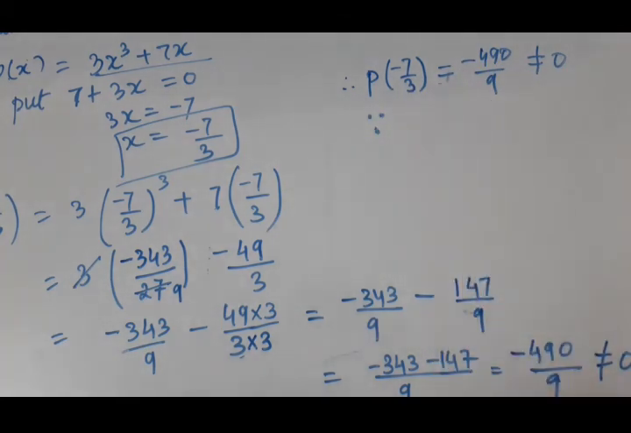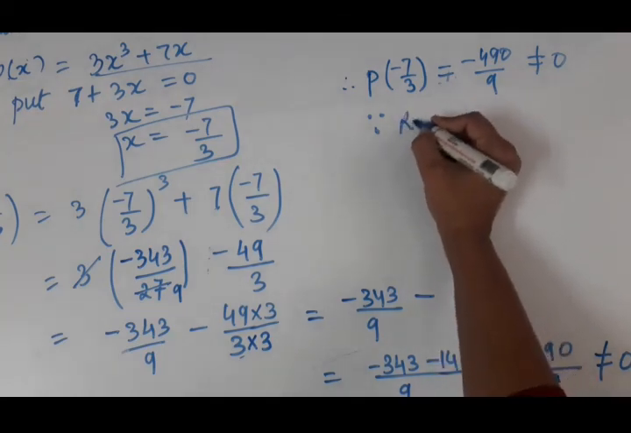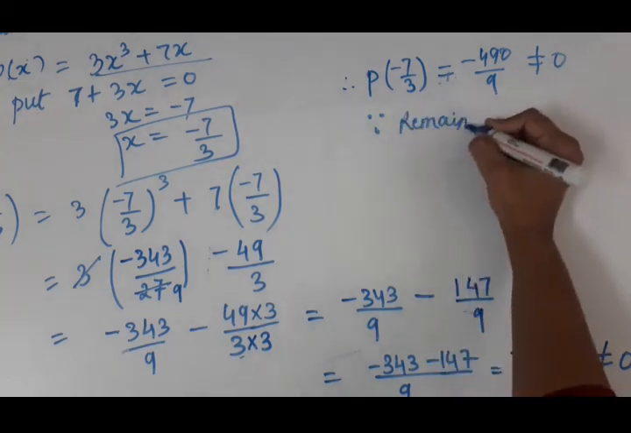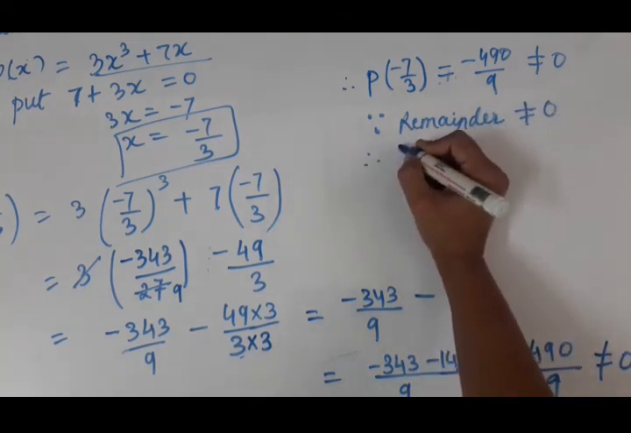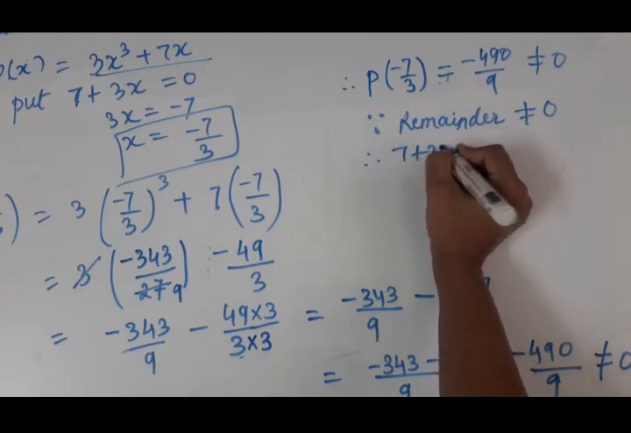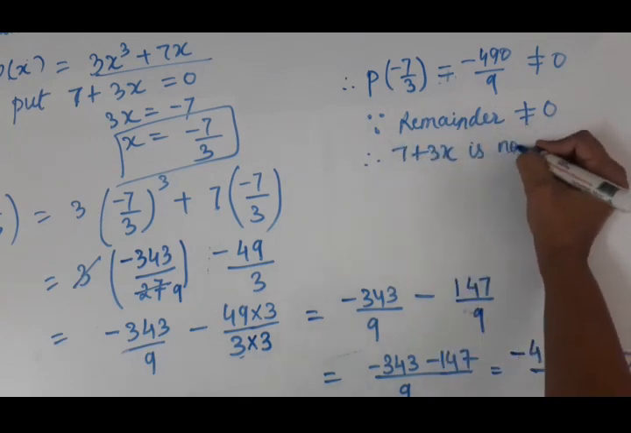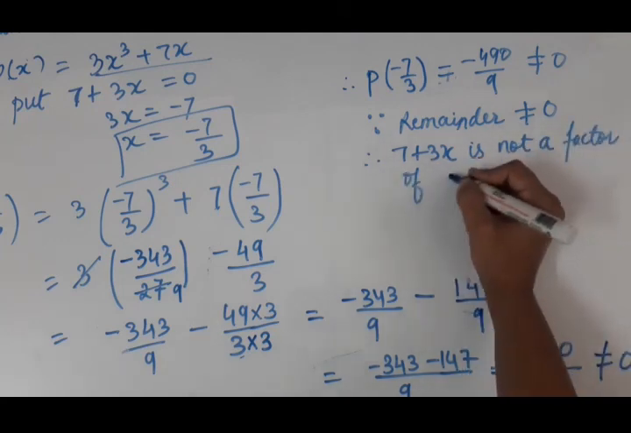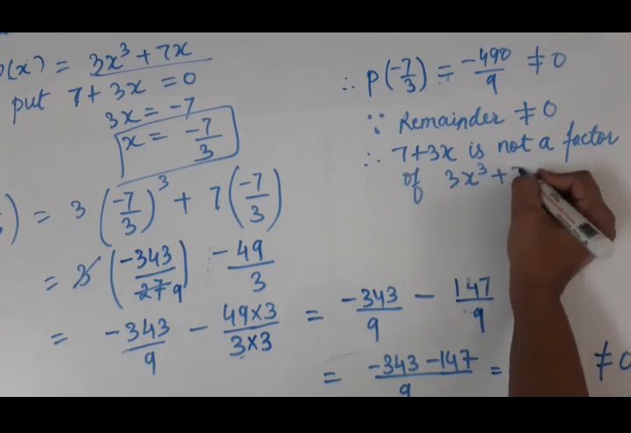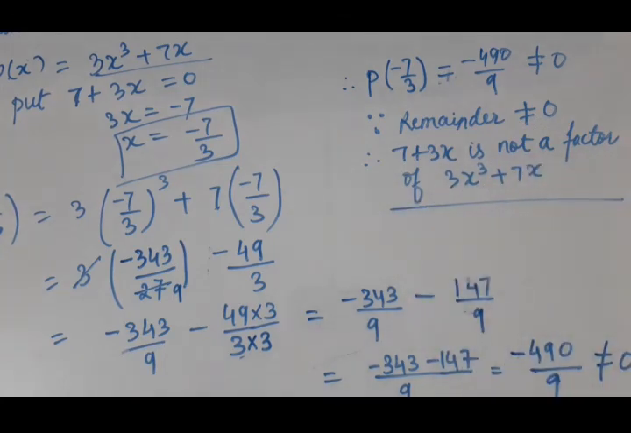Therefore is read as, since the remainder is not equal to 0, therefore the divisor, that is 7 plus 3x, is not a factor of your dividend, 3x cube plus 7x. So this will be your final answer. Since the remainder is not equal to 0, therefore it is not a factor. Okay, so we will stop here.